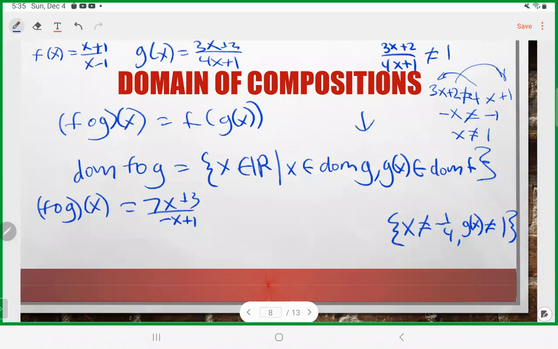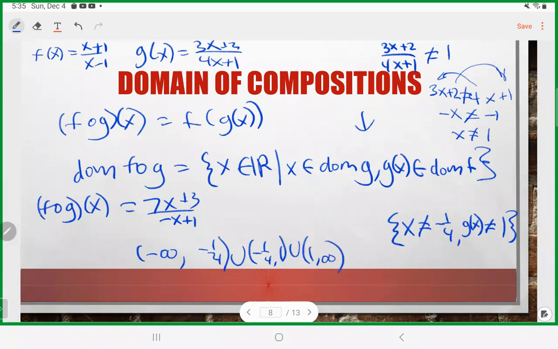Earlier we had stated that x cannot be equal to 1, but that was not the only condition. X also cannot be equal to negative 1/4. So now we see that the entire domain is negative infinity to infinity, skipping negative 1/4 and skipping 1. Actually, I forgot the union signs. Let me rewrite this again: negative infinity to negative 1/4, union negative 1/4 to 1, union 1 to infinity.